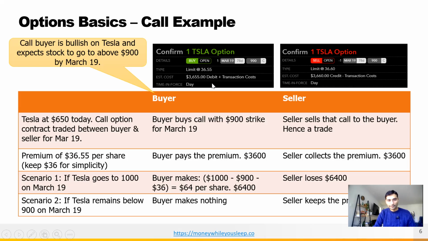And as I mentioned, if there is a buyer of a contract, there has to be a seller who is trading with that person. So as soon as this particular contract for the buyer has been opened, there has to be another party who is willing to sell that particular option. So in this example, sell to open, minus one. Minus represents selling, and March 19th, same date, same time period, 900 strike, everything is the same. The only thing is it's a seller of that contract. And if you observe, the premium is 36.60, hence multiplied by 100, 3,660.